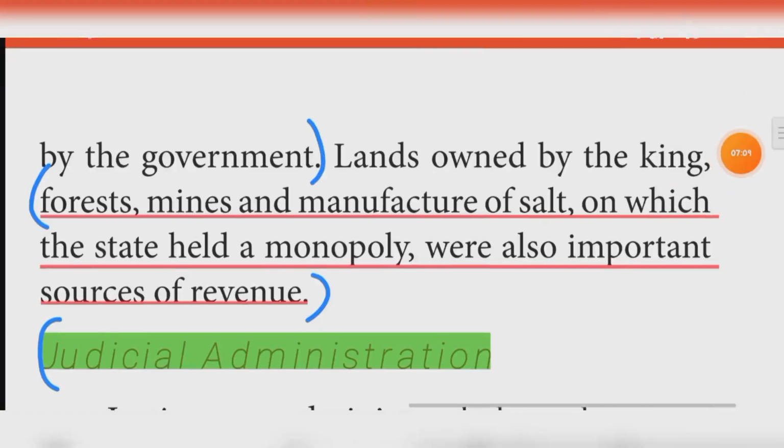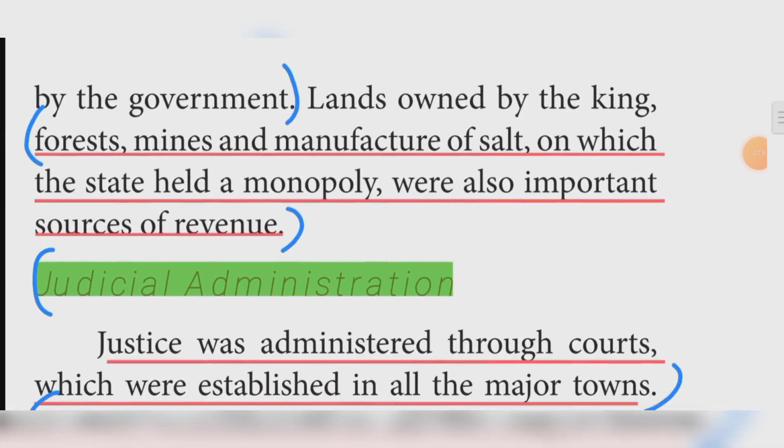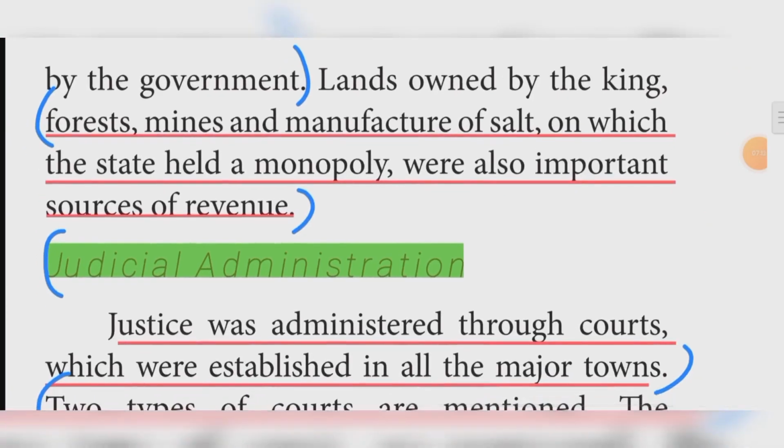by the government. Next, forests, mines and manufacture of salt, on which the state held a monopoly, were also important source of revenue.